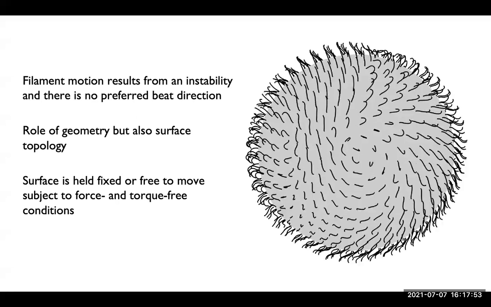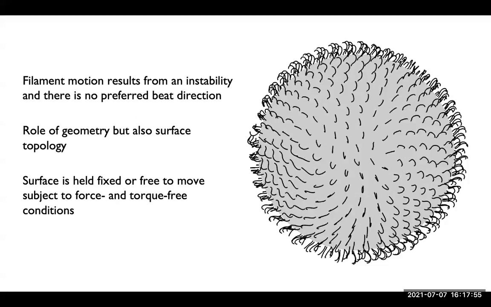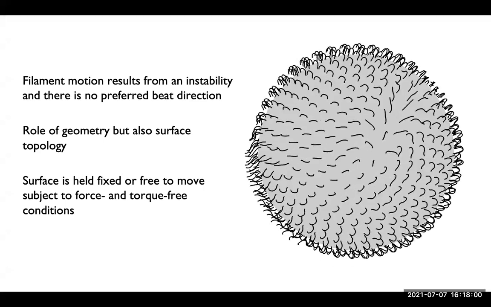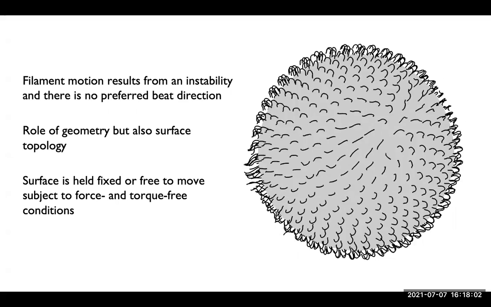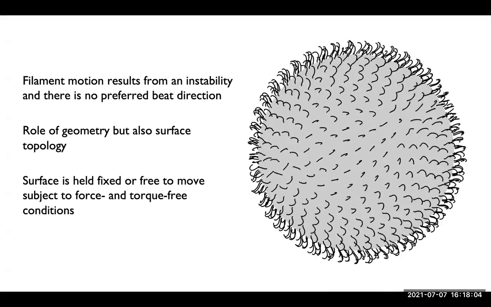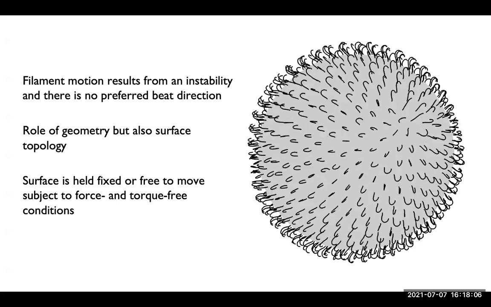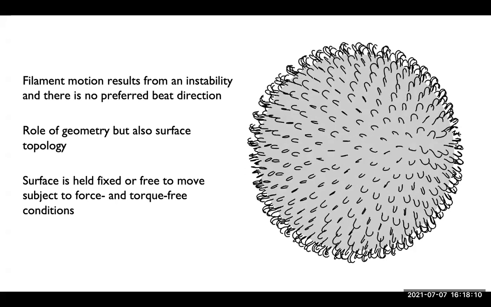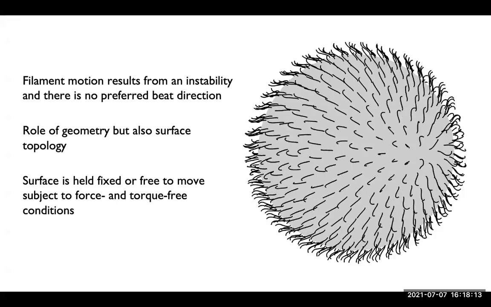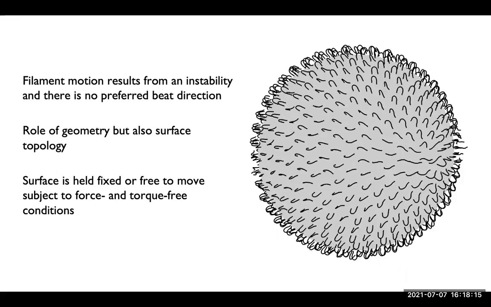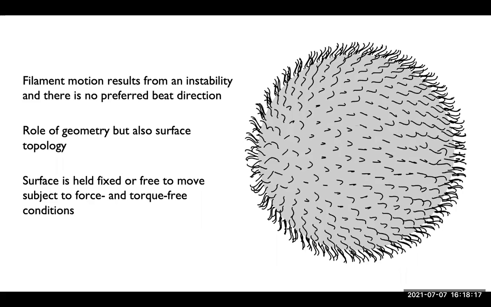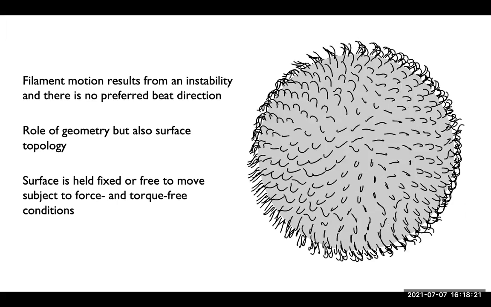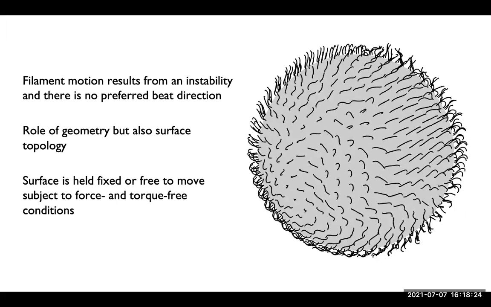So one of the things we want, really we're thinking about driving our filament motion, but we wanted it to be very non-biased, right? So we didn't want our filaments to beat in any particular direction. So in all the simulations that we're going to discuss, we drove our filament motion by an instability in such a way that there was no preferred beat direction. So I'll discuss the details of that in a little bit.